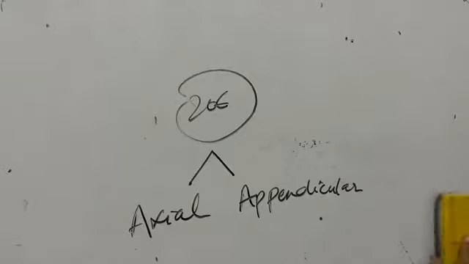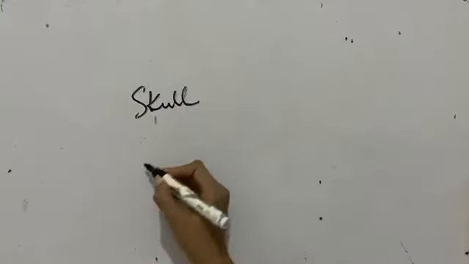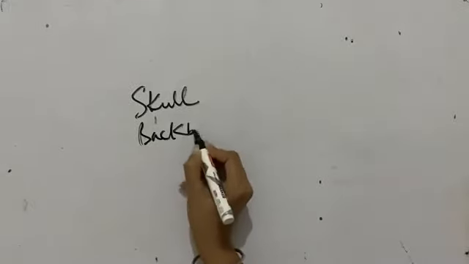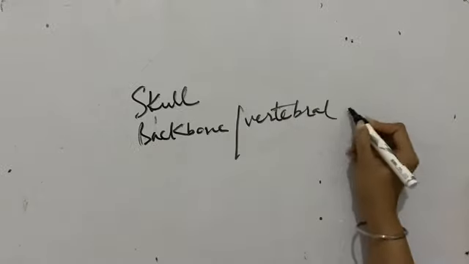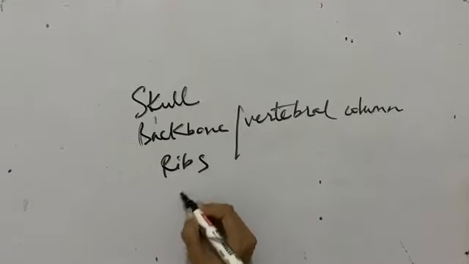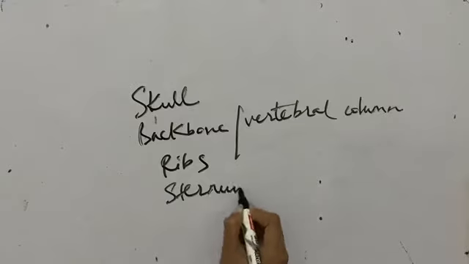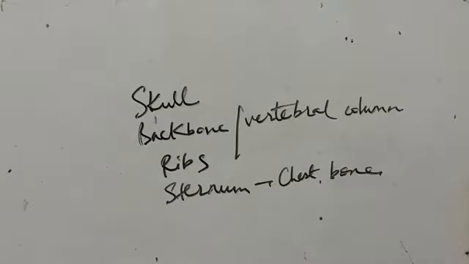So the axial skeleton consists of the skull, your backbone, ribs and sternum. The axial skeleton consists of the skull, your backbone, also known as the vertebral column, and next come the ribs and sternum. The sternum is the bone present in the chest region. So the sternum is also known as the chest bone.